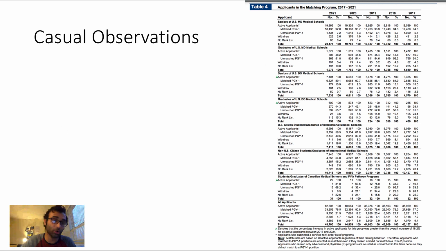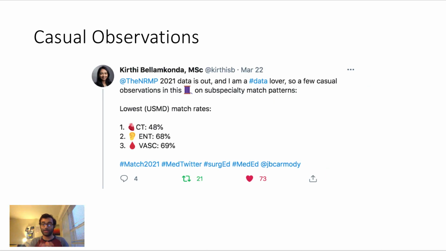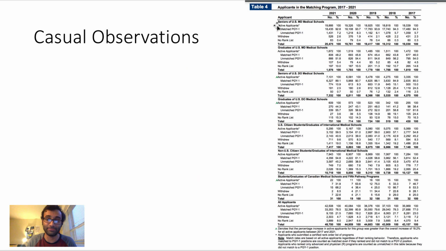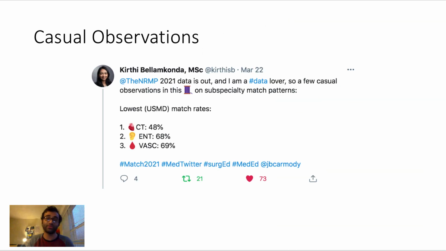So now some casual observations, even just based on this, if we want to break it down by specialty, one of my Yale Medical School classmates actually tweeted this and I thought it was really helpful. For US MD seniors, the specialties with the lowest match rates included direct cardiothoracic programs, direct ENT programs, and direct vascular surgery programs. And again, the way we're going to get to this conclusion, note that it's for US MD seniors, not for any other category below. We mentioned US MD seniors. For them, the most competitive specialties were CT, ENT, and vascular.